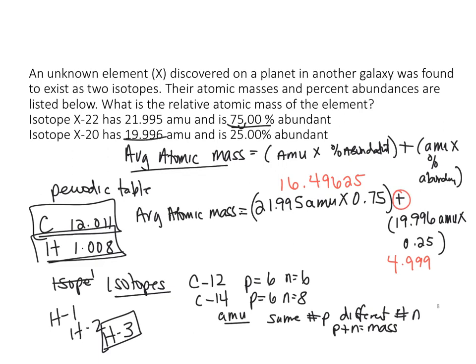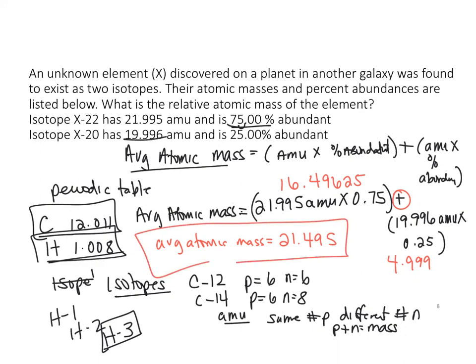16.49625 plus 4.999, so the average atomic mass equals 21.495. Now, does that make sense? Well, the average atomic mass should be closer to 21.995 because it's 75% abundant. So it's more abundant. Is that closer to 21 or 19.9? And you can add up lots of isotopes. Like hydrogen has 3. I think carbon has 3. You've got carbon 13. Okay, that concludes the selected problems for Chapter 2.